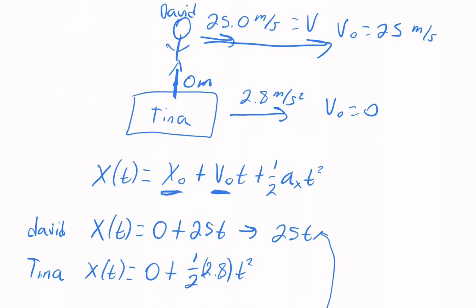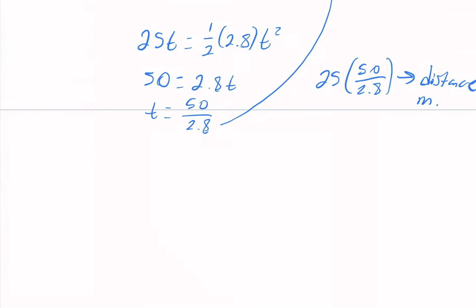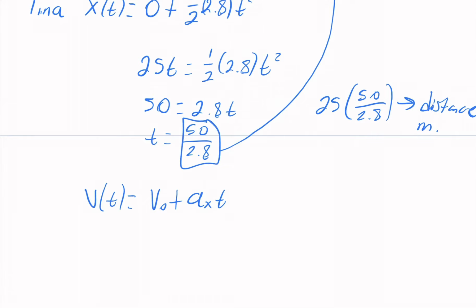The next question is saying, what is her speed? So when they meet again, how fast is she going? Speed referring to velocity. I want to know how many meters per second she's going. Well, she's accelerating, so she's going to keep accelerating. So we can figure this out. I'm going to use another equation, that v of t is equal to the initial velocity plus your acceleration times time. This is going to give me my total velocity at a certain time. And we already know what that time is, 50 over 2.8. So I can plug this in.